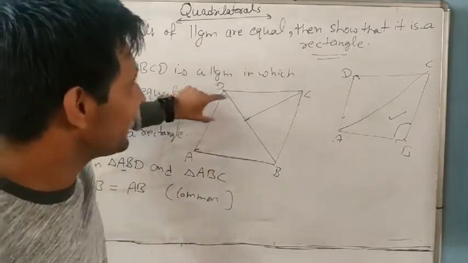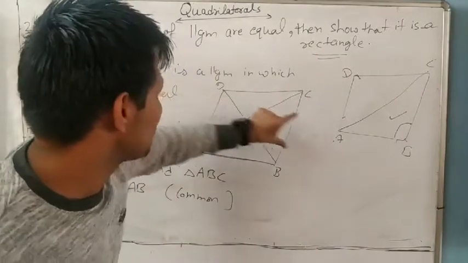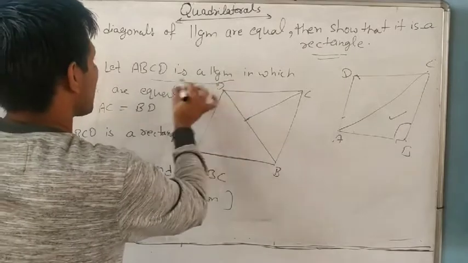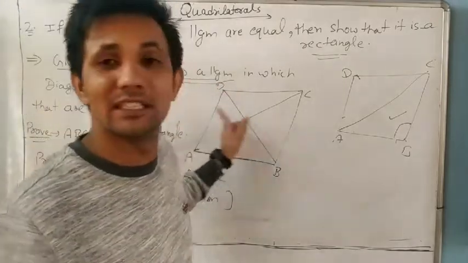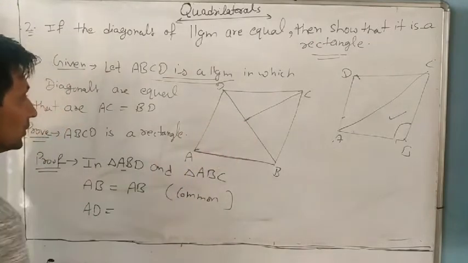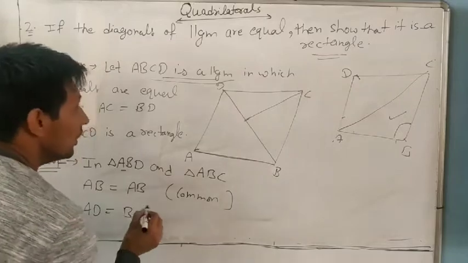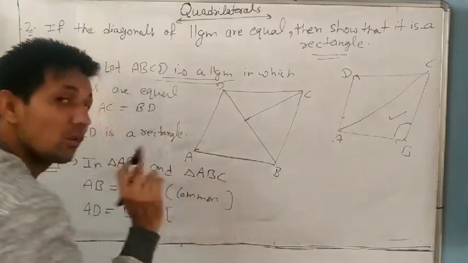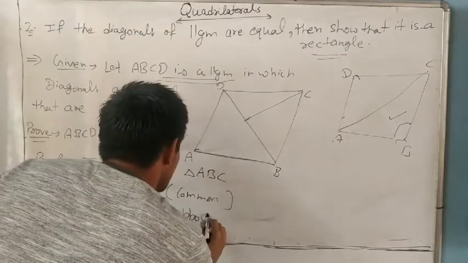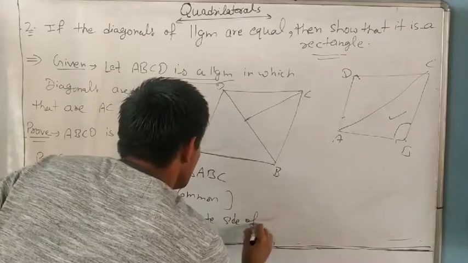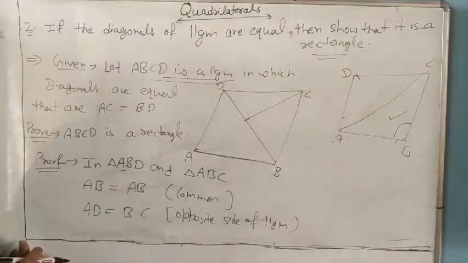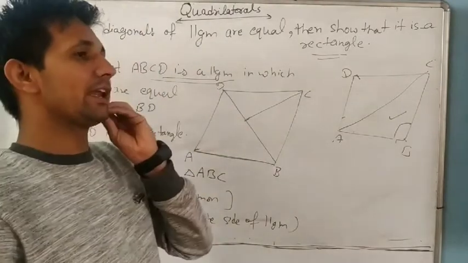Next, we know it is already given. Can you say that AD equals BC? AD equals BC or not? Why? Because ABCD is a parallelogram, and in a parallelogram opposite sides are always equal. Very good. So AD equals BC. And write the reason why they are equal. Always write the reason: because opposite sides of a parallelogram are equal. So two pairs of sides we have already proved.